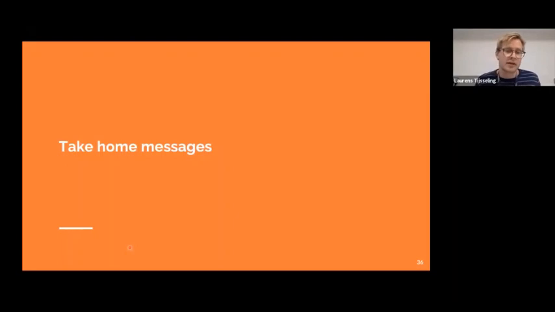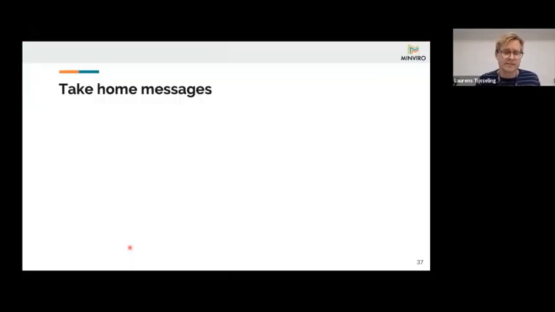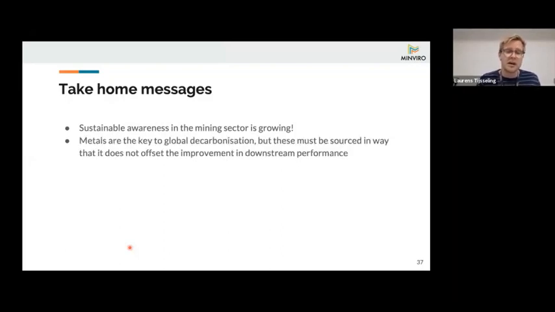So let's conclude with some take-home messages. I think what's quite important is that sustainability awareness in the mining sector is growing, driven by society, investors, off-takers, and policymakers. We all know that metals are key to global decarbonization, but it is really important that the materials are sourced in such a way that it does not offset the downstream performance.